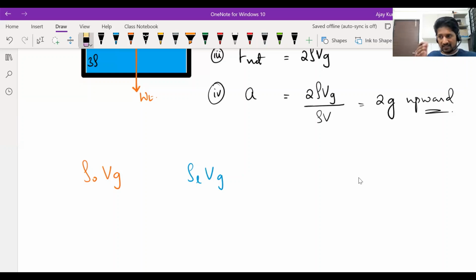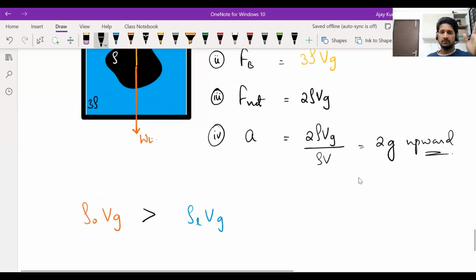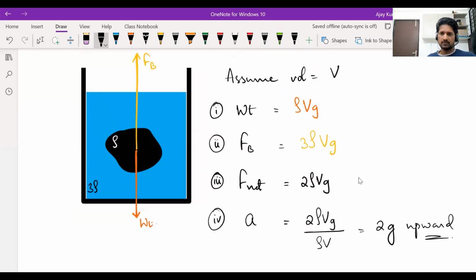If density of liquid is less than the density of object, then weight will dominate, the object will sink. So if object is denser than liquid, it will sink. If liquid is denser than object, it will float. If both are of the same density, it will stay wherever you leave it. Weight and buoyant force will balance, net force becomes zero. Wherever you release it, it will stay there.